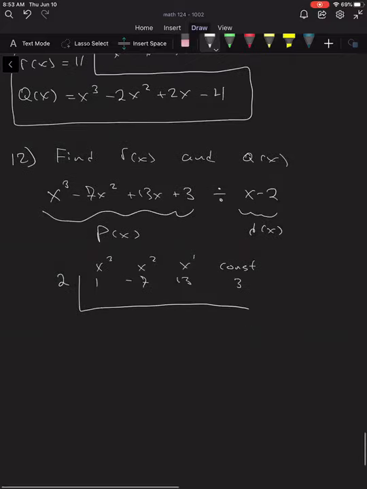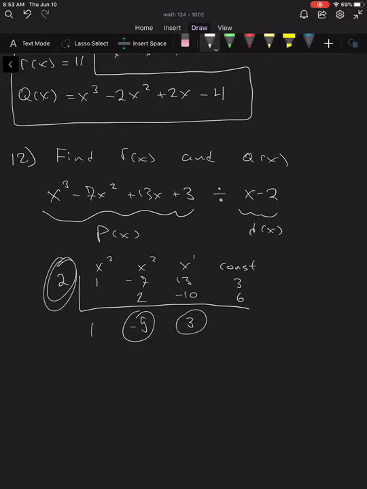All right, so now let's do the synthetic division step. Whatever the first piece is, which is 1, we write it down here. And then we do 2 times 1, which is 2. Add those numbers, so we get minus 5. Multiply 2 times minus 5, it's minus 10. Add those, we get 3. Then we do 2 times 3, which is 6. Add those, and we get 9.